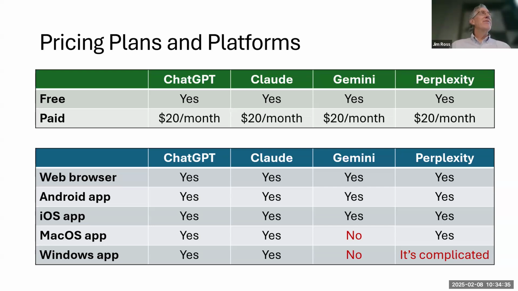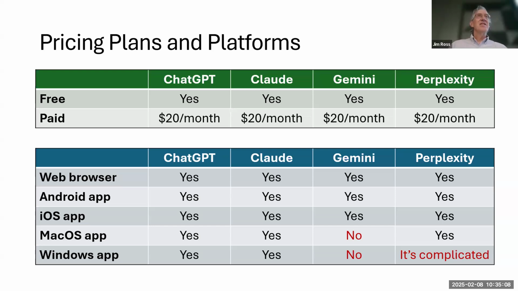What's the difference between free and paid? The free versions, in general, do almost everything the paid versions do. The difference is that it will limit how much you can do. If you're using the free version, you might do 10 prompts or something in that ballpark, and then it might say, okay, enough of the free stuff. Come back in a few hours or come back tomorrow and you can do more, or sign up for our $20 a month plan.